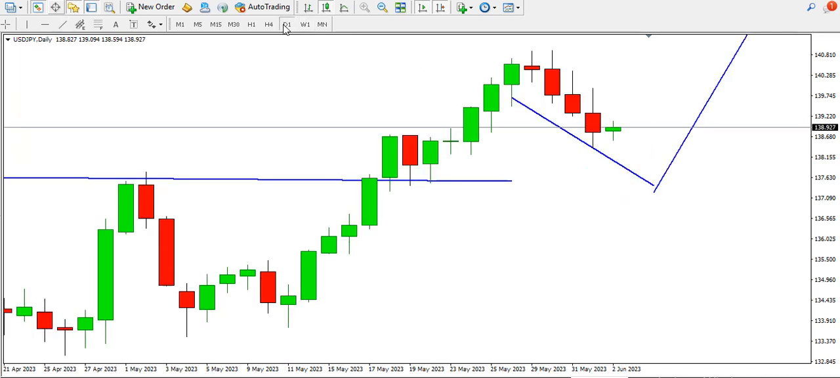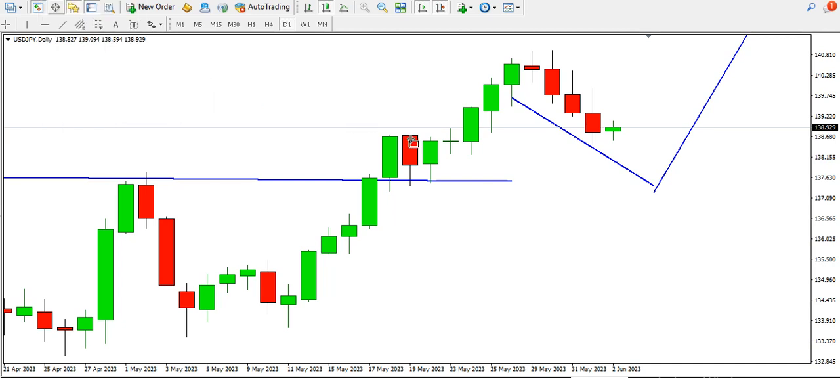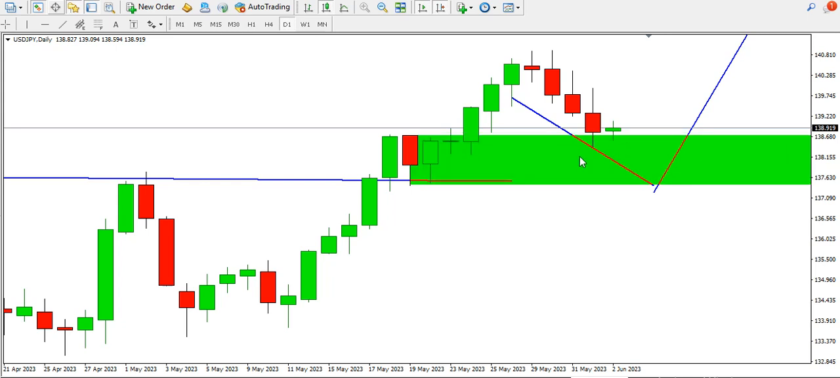On the daily time frame, the price of USD JPY has been dropping in the last 1 week, and more drop is expected. But we have this particular order block here that might serve as support to price. Price could drop to this order block and start to rise. All right, that's that for the daily time frame.